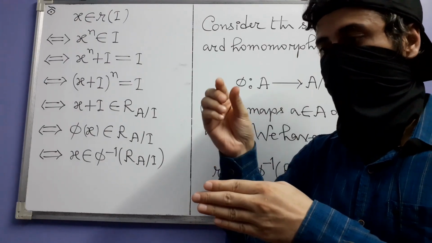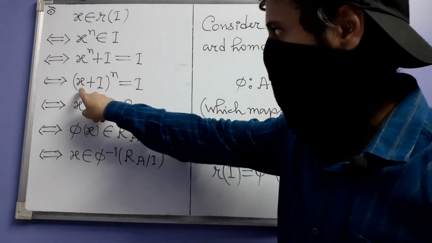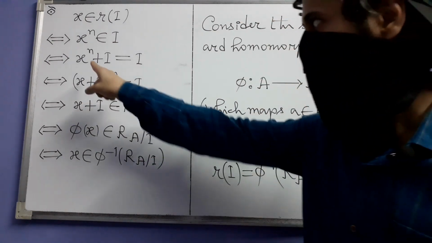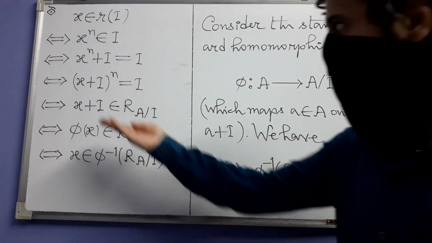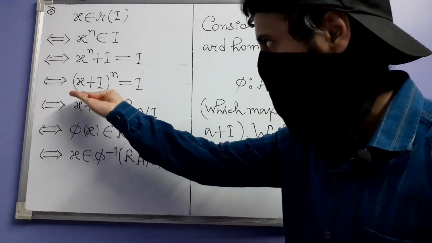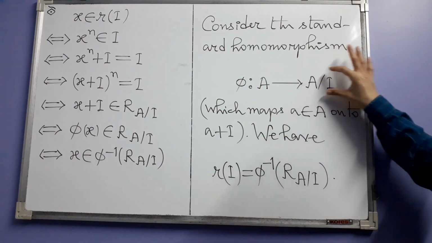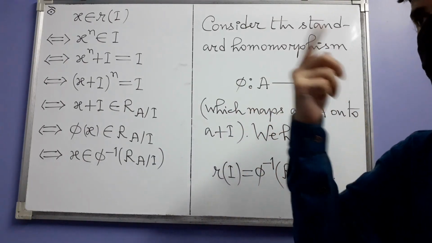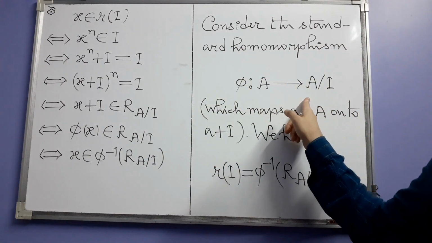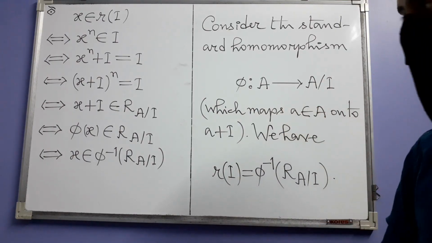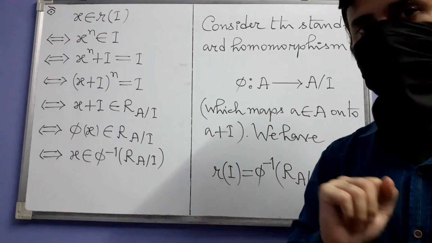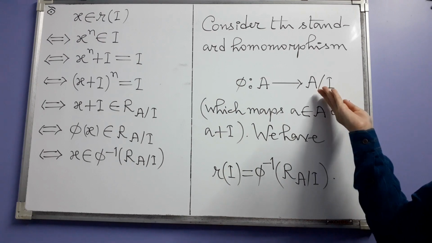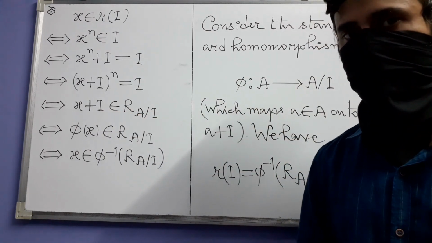What does that give you? It gives you ab plus I. So if you multiply n copies of x plus I, you are going to get x to the power n plus I. So that's how you get this. But what does this equation tell you in the quotient ring? This tells you that x plus I is an element in the quotient ring whose nth power is equal to the 0 element in this quotient ring, because that is I. And that is why, by the definition of nilpotent elements, x plus I is a nilpotent element in the quotient ring A slash I. So it belongs to the nil radical of A slash I.